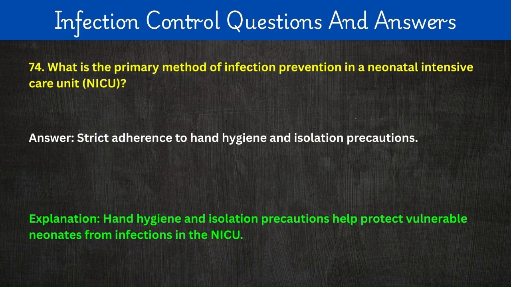74. What is the primary method of infection prevention in a neonatal intensive care unit, NICU? Answer: strict adherence to hand hygiene and isolation precautions. Explanation: hand hygiene and isolation precautions help protect vulnerable neonates from infections in the NICU.